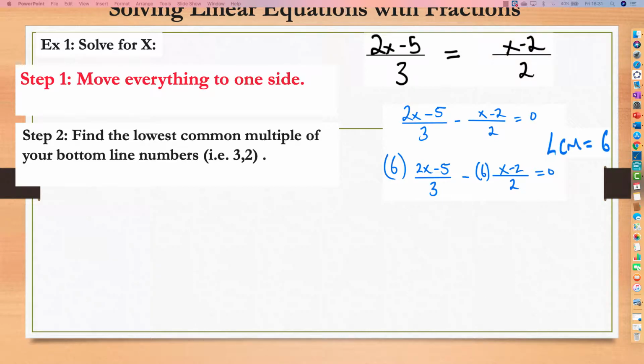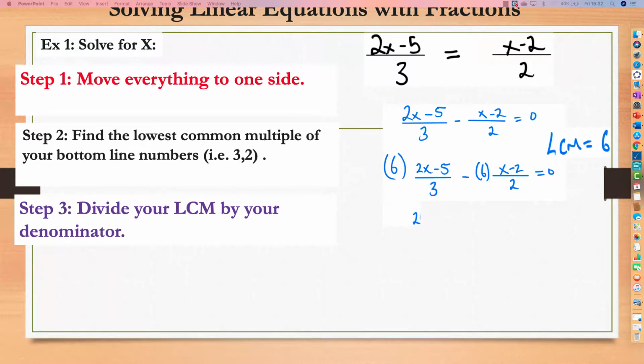See on the left-hand side here, we have 6 times (2x minus 5), and it's over 3. What happens with the 6 and the 3? 3 into 6 goes twice. Exactly. You're left with 2 by our top line, which is still 2x minus 5. Well, how many times is 2 going into 6? 3. So you're left with minus 3 times (x minus 2) is equal to 0.